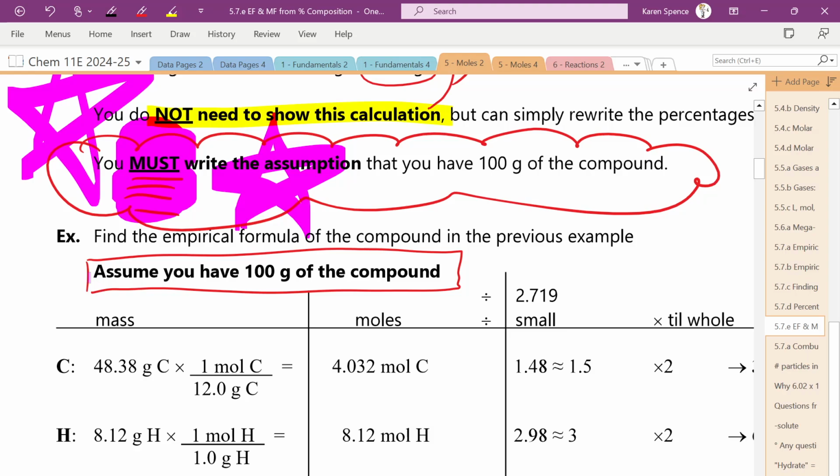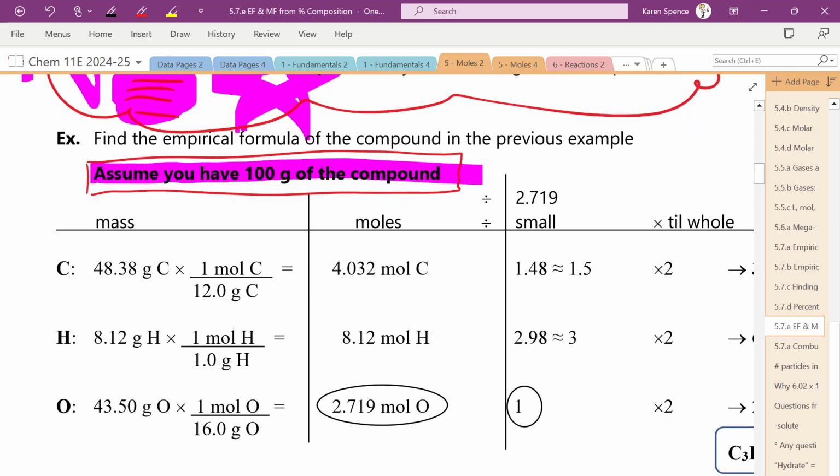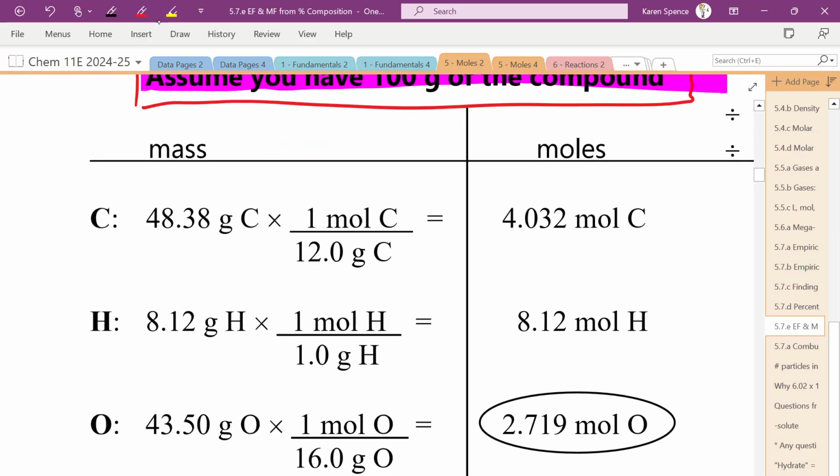So we have written our assumption: assume you have 100 grams of the compound. And now we can just throw down our percentages as masses. Here is my grams of carbon, my grams of hydrogen, and my grams of oxygen. We've just rewritten the percentages as grams. Find the mass. So we found the mass. Hooray.